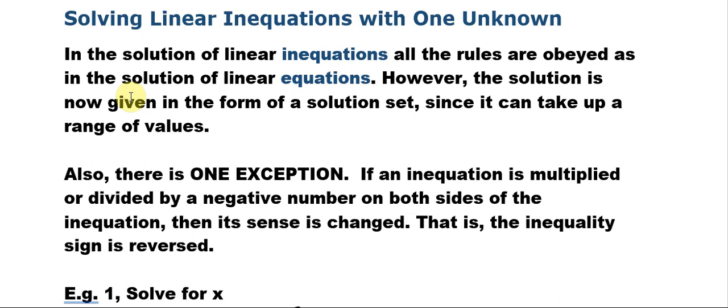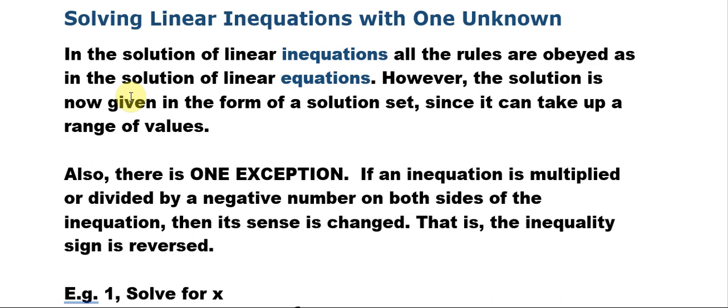Hello everyone. Now we are looking at solving linear inequations with one unknown. In the solution of linear inequations, all the rules are obeyed as in the solution of linear equations. However, the solution is now given in the form of a solution set since it can take up a range of values. Therefore, when we solve for our x or other variable, it will not only be the value of one quantity, but it can take up a range of values over different quantities.